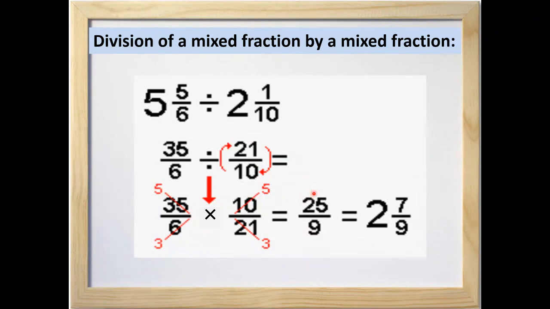So you can keep it just like that or we can convert it into a mixed fraction. So how can we convert it? We will divide the numerator by the denominator. So 25 divided by 9 is equal to 2 7 by 9. 2 7 by 9. Is it clear, children?